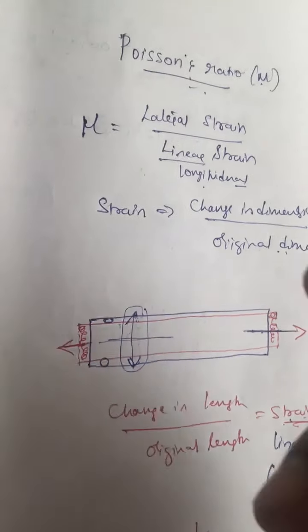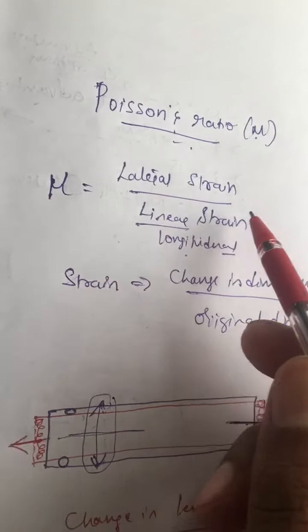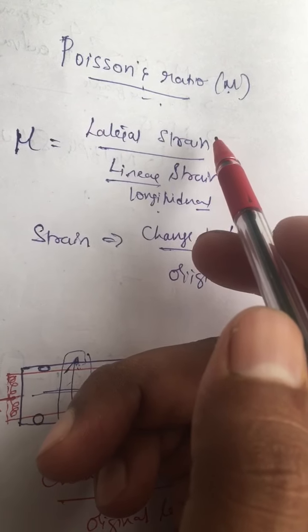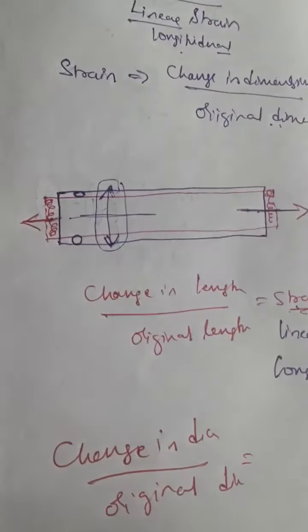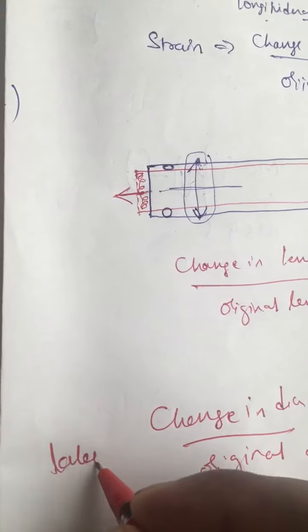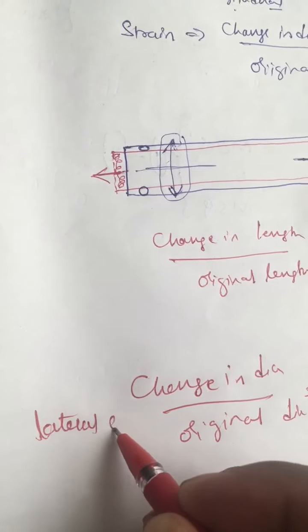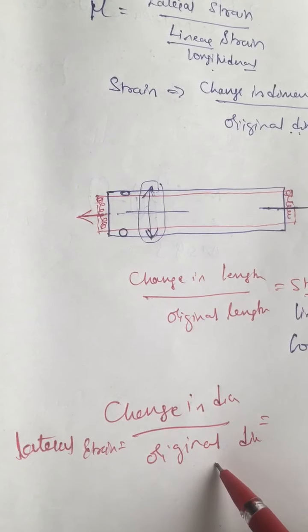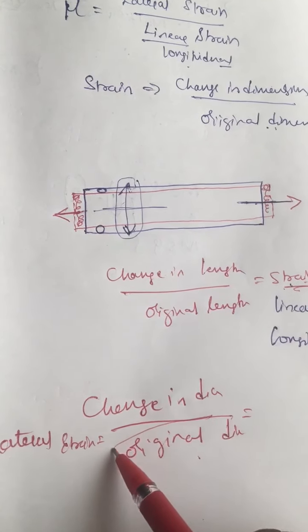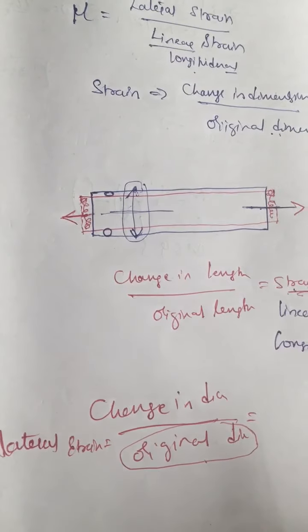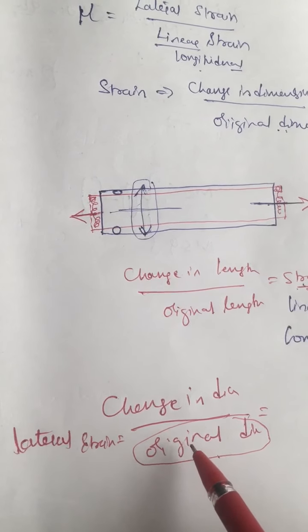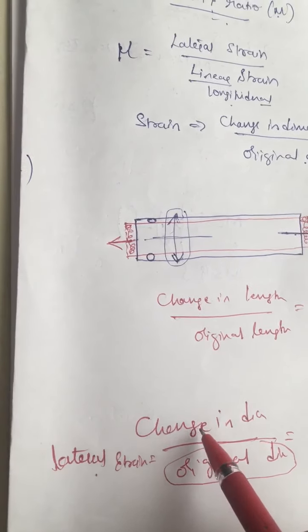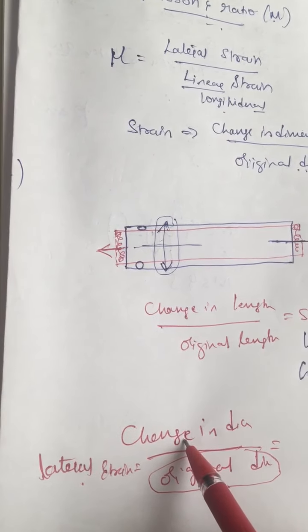So from here, I know the value of linear strain, I know the value of mu. From there you can calculate the value of lateral strain. But I also know that lateral strain is equal to change in dia by original diameter, where I can measure the value of original diameter. So if I know the value of original diameter as well as the value of lateral strain, I can easily calculate the value of change in diameter.